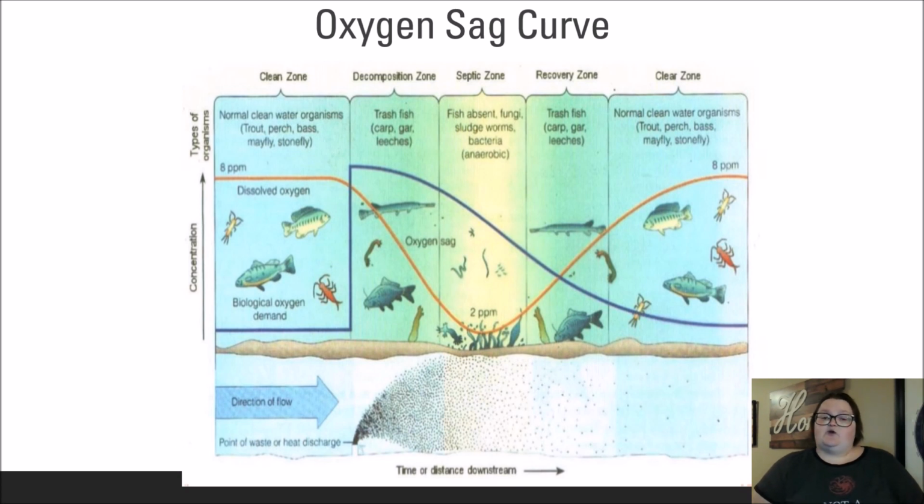Here is that same graph applied to a river system with living organisms. This application allows us to break the process down into 5 separate zones that exhibit particular characteristics in relation to the BOD and DO in the area. The first zone is pre-pollutant. This is called the primary clean zone. This has a high dissolved oxygen and low biological oxygen demand with a wide variety of normal aquatic organisms.